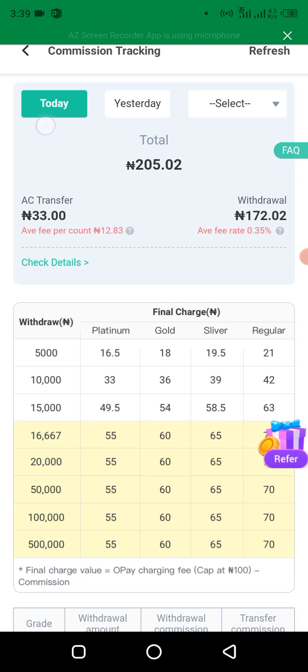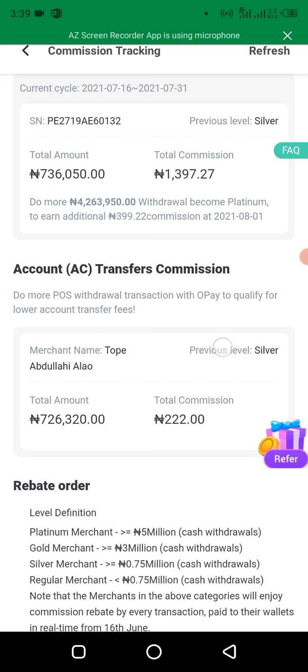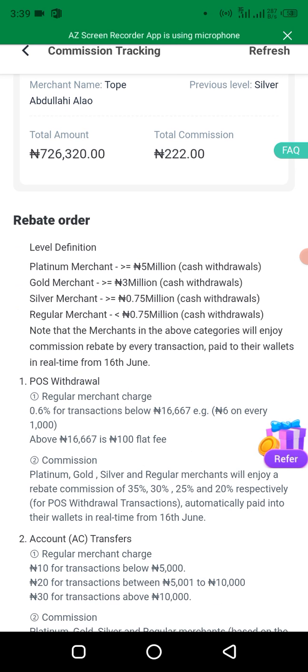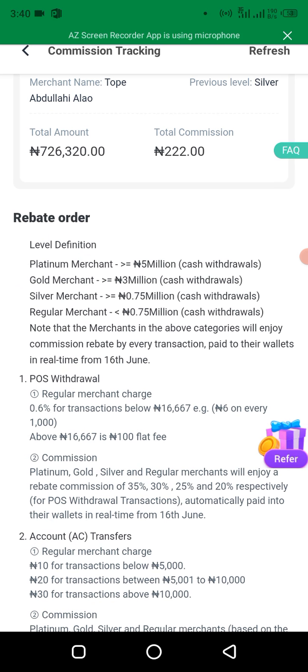Alright, the page has been displayed. Okay, what we will do first is categorize what level you are. So let's first define all the levels available. When you scroll down, you see rebate order. So basically what Opay does is that everybody will be charged the same amount, whether you are a regular merchant, a silver merchant, a gold merchant, or platinum merchant as shown here. Everybody will be charged the same amount at first, but it is the commission that they credit you back, like the bonus, where there will be a difference between regular, silver, gold and platinum merchants. I hope you get that.